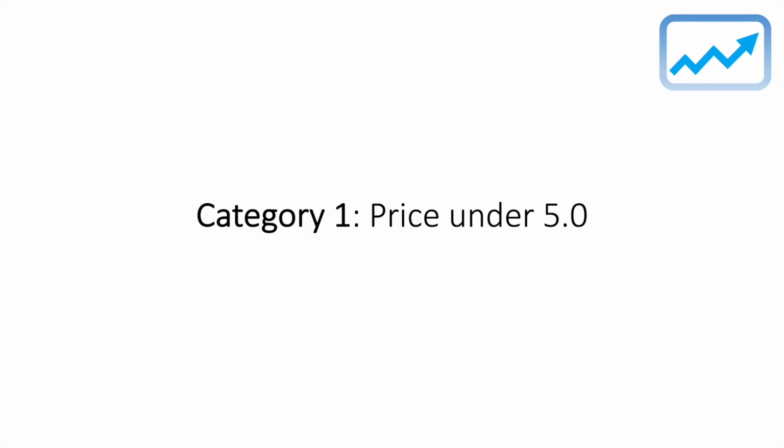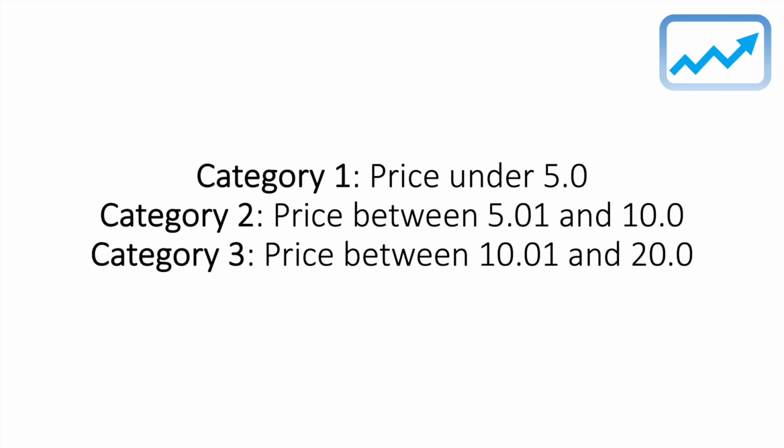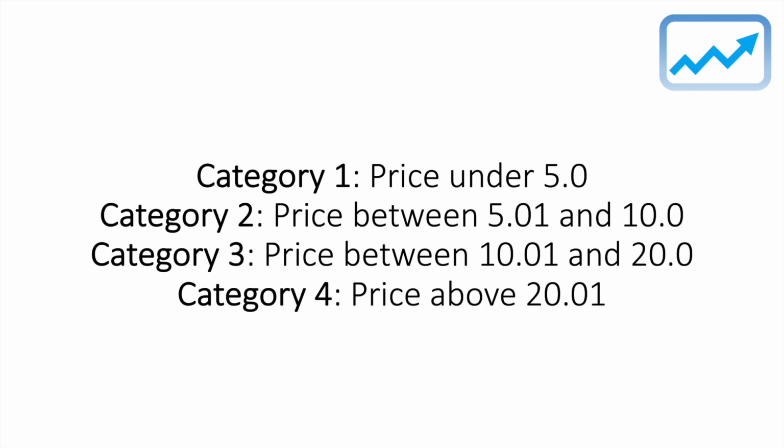So for category 1, these are players priced under 5.0. Category 2 are players priced between 5.01 and 10.0. Category 3 are players priced between 10.01 and 20.0. And then category 4, which are our very high risk players, these are players priced above 20.01.